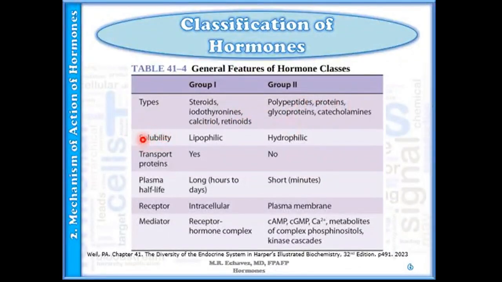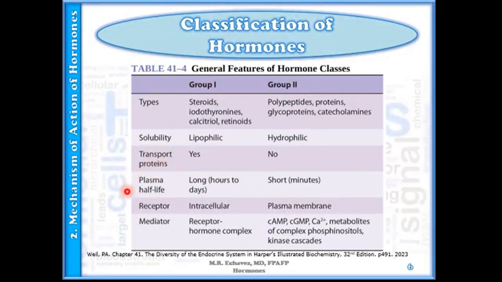So as mentioned, as to solubility, your group 1 hormones are lipophilic, whereas your group 2 are hydrophilic. Since your group 1 hormones are lipophilic, they need transport proteins because they cannot freely travel in the blood. And we know that blood is made up of a big percent of water, so it needs a transport protein to get to its target organ. Now for your group 2 hormones, since they are already water soluble, they don't need a transport protein.